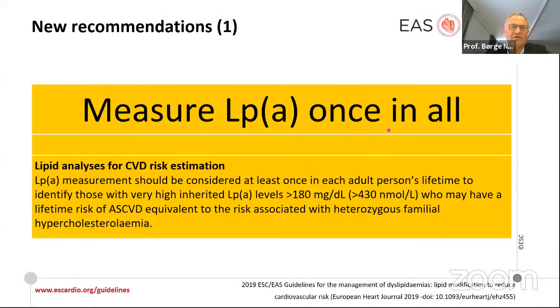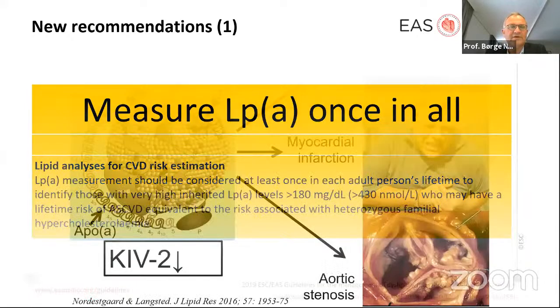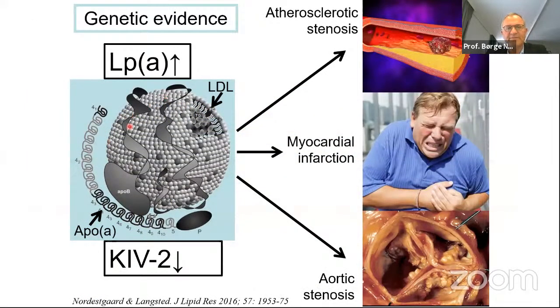Measure Lp(a) once in all. This is a new recommendation from the European guidelines. They say everybody should have Lp(a) measured to find those with the highest levels, because they have really high risk, similar to familial hypercholesterolemia. Lipoprotein(a), as I said, is an LDL-like particle with apo(a) on it. Both high Lp(a) and low kringle IV type 2 are causally related to atherosclerotic stenosis, myocardial infarction, and aortic stenosis. 80 to 90% is genetically determined, and these causalities are from genetic evidence.